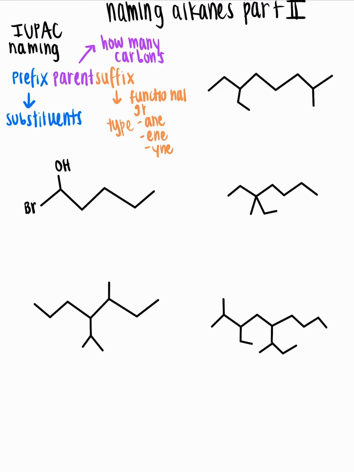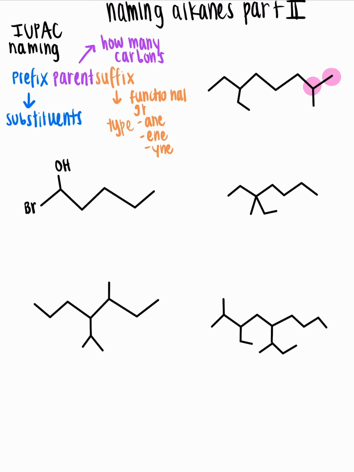So what you have to do is look at what would give you the lowest number for the substituents. What do I mean by that? If I count 1, 2, the methyl group is on 2. If I count from this side, 1, 2, 3, the ethyl group is on 3. So the one that would give you the lowest number in this case would be if you begin on the other side, because it would be 2-methyl.